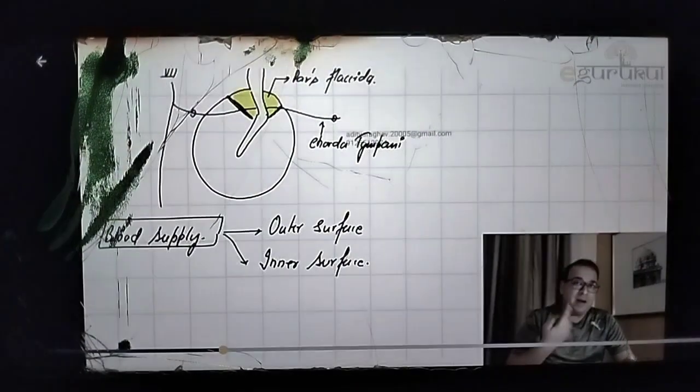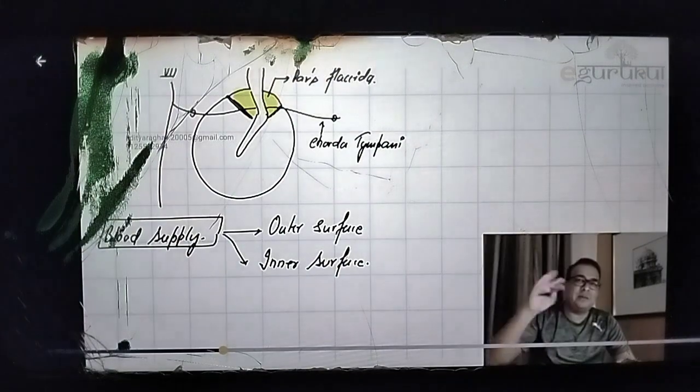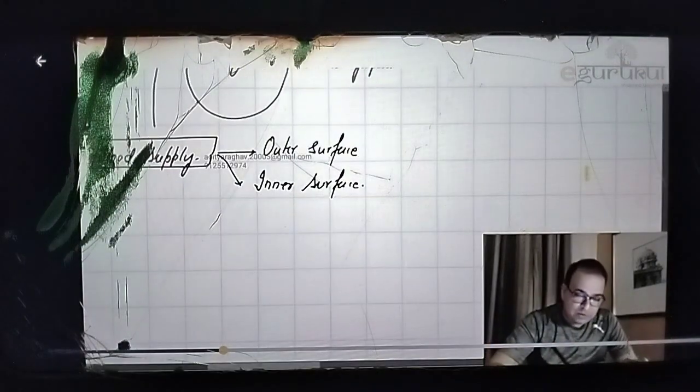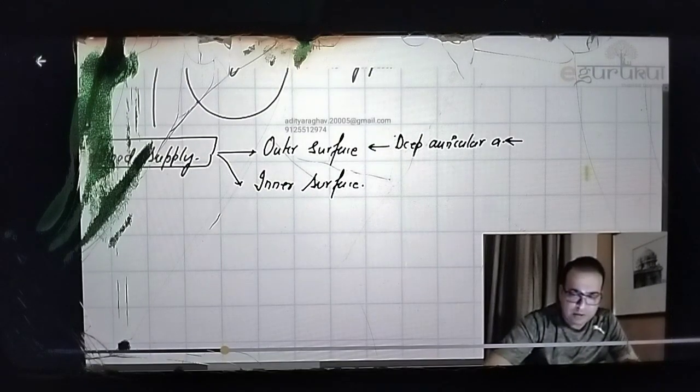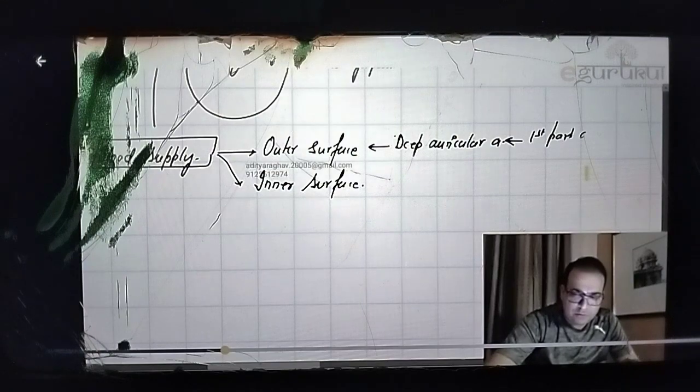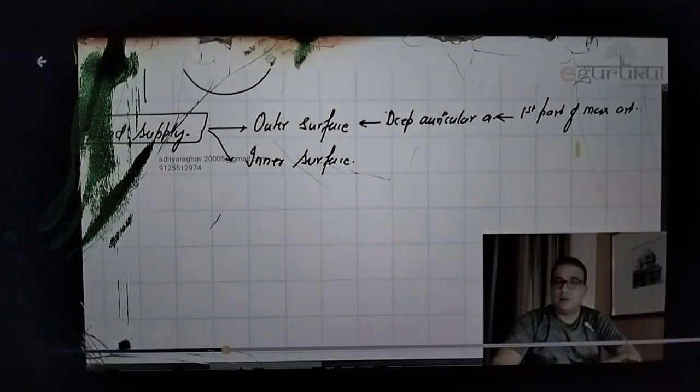Whereas the anterior tympanic artery is going inside the middle ear, so that supplies the inner surface of the tympanic membrane. So the outer surface of the tympanic membrane is supplied by the deep auricular artery, which you all know is a branch of the first part of the maxillary artery. We've discussed the maxillary artery, you remember, you can always go back and see the first part of the maxillary artery.